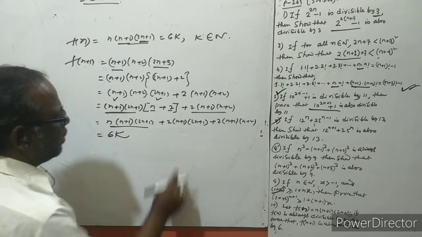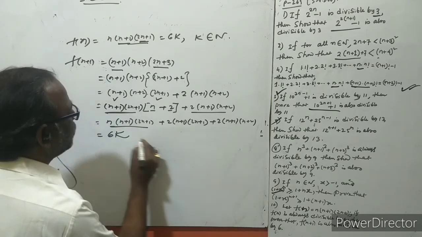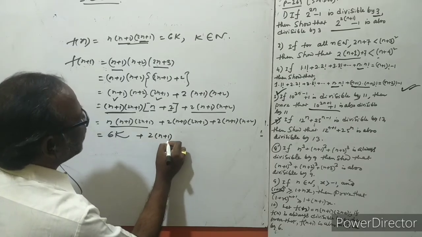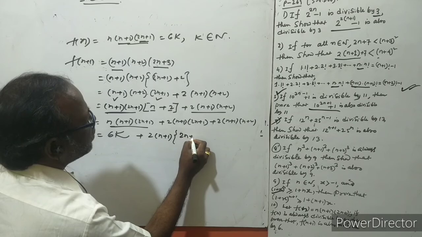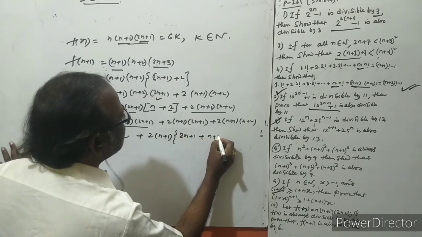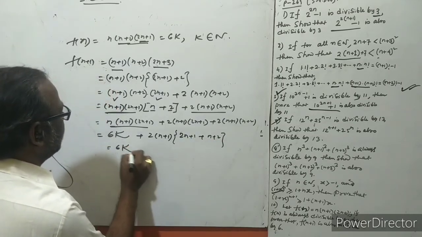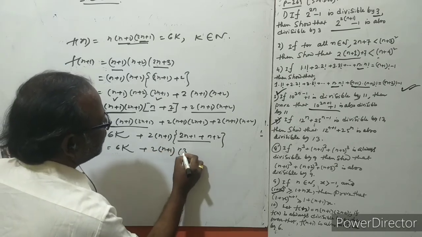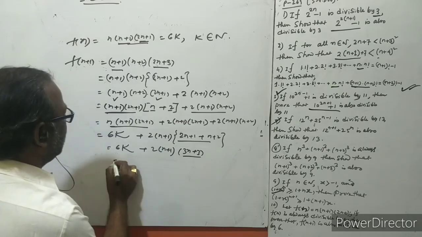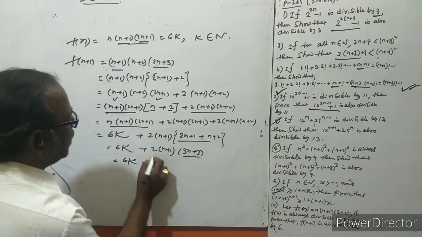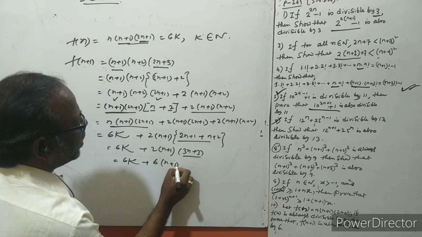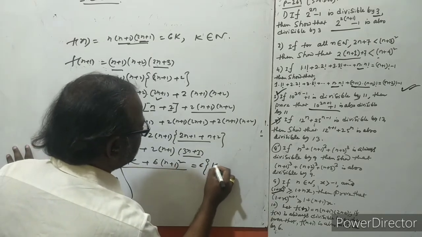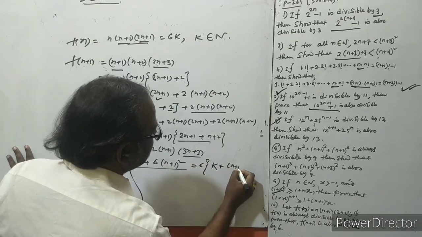which is the given condition. And now take common these two parts, second and third. That is 2 into (n plus 1) is common. So left here is 2n plus 1, and the other is here n plus 2. So this is 6k plus 2 into (n plus 1) into (3n plus 3). So take a common 3. So 6k plus 3 into 2, that is 6, and (n plus 1), and that is here (n plus 1). So (n plus 1) square. And take a common 6 again. So 6 into (k plus (n plus 1) whole square).